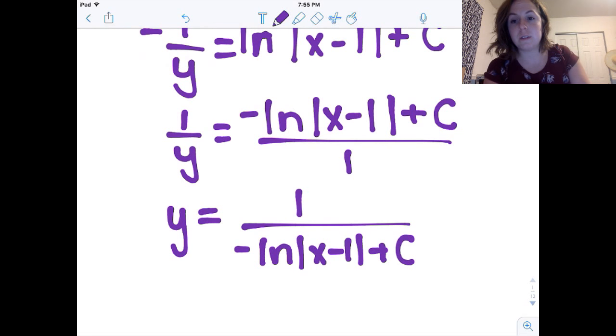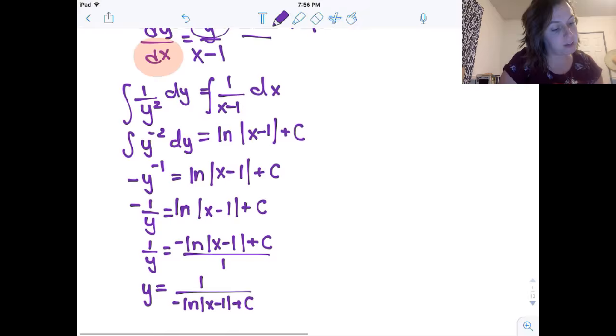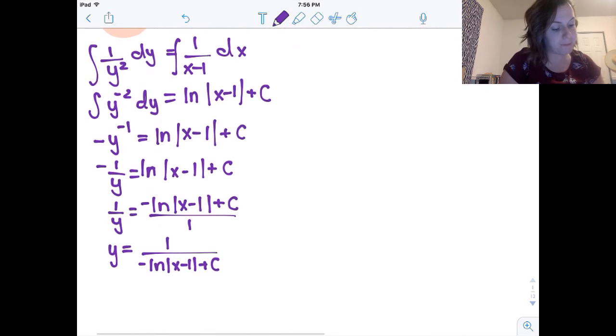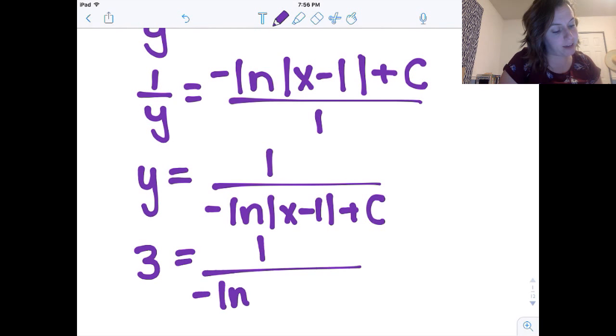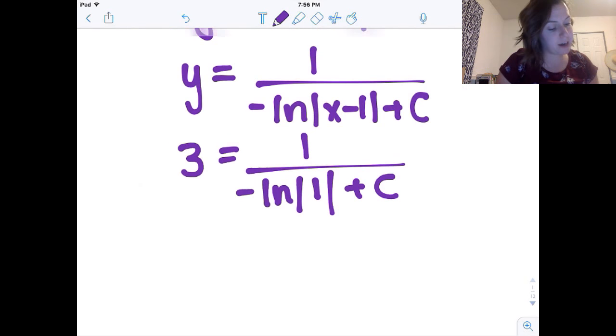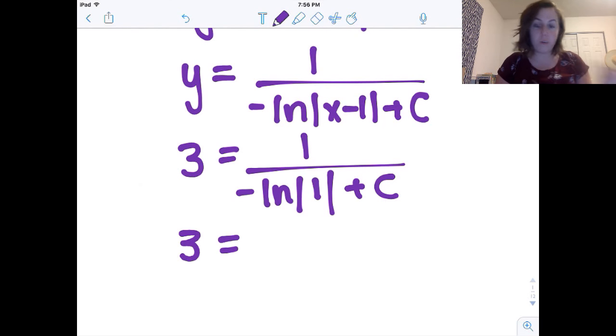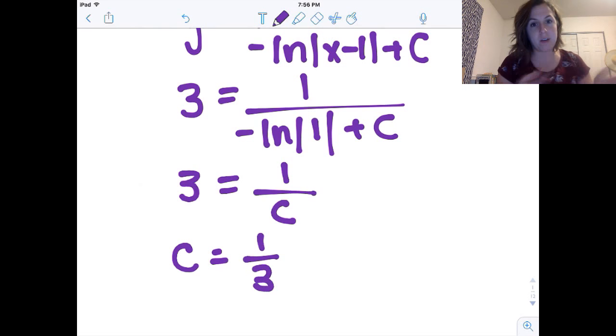So now to get my actual particular solution, I just need to solve for c. Plugging this in, I know I'm plugging in 2 for x and 3 for y. So I would have 3 equals 1 over negative ln of 2 minus 1 plus c. So here I'd have 3 equals 1 over, that's not going to change, ln of 1 is 0, so that's just c. Solving that for c, c would equal 1 over 3. I cross multiplied, divided. C is 1/3.